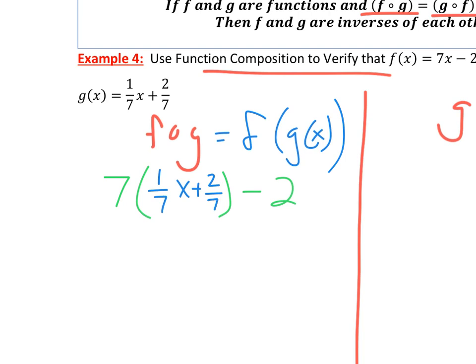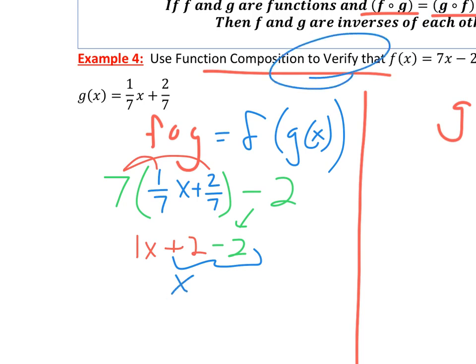Now we just have to simplify. 7 times 1/7 is 1x. And 7 times 2/7, well, 7 times the 2 is 14, divided by 7 is 2. Minus 2 comes down. Combine like terms, these cancel out, becomes 0. So I'm left with 1x, which is just x. Now I do want to state, verify means you're supposed to show it, which means you must have steps. You must write every time you do something. Rewrite it. Even though it seems pointless, rewrite it.